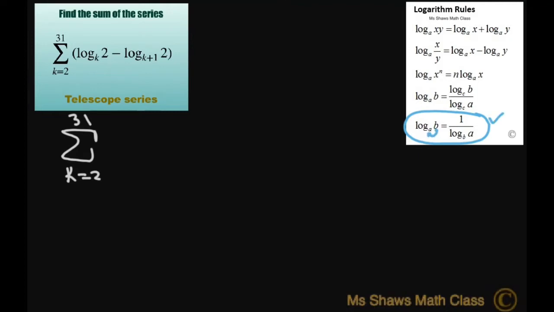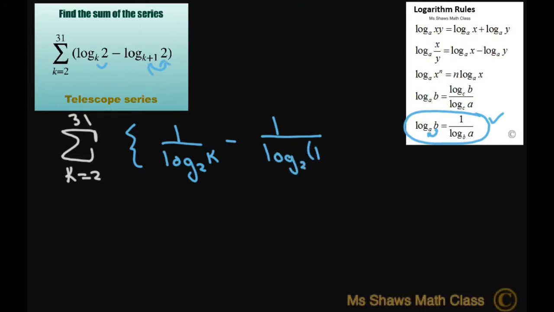So I'm using this property of log rules. That's going to give me 1 divided by log, and then I switch this 2 and the k. So it's going to be log base 2 of k minus 1 divided by, switch these two, so you're going to get log base 2 of k plus 1. Now we have the same base. So there we go. We have the same base here, and we'll finish that up there.